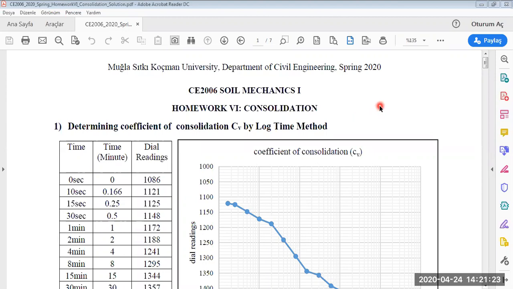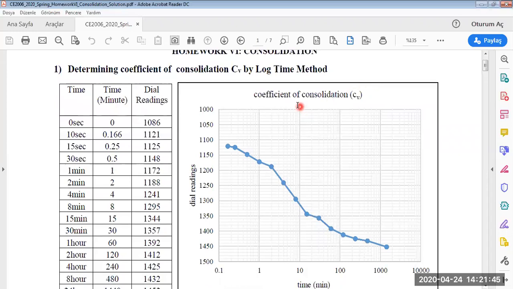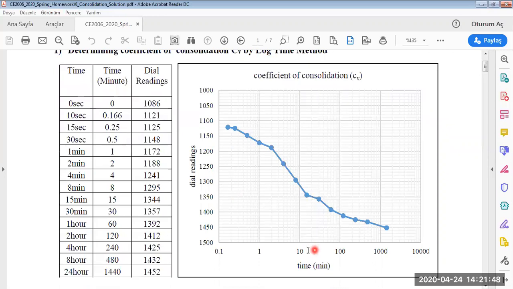Let's start with determination of coefficient of consolidation, CV, by the log time method. There are two different methods to evaluate the coefficient of consolidation. One of them is log time, the other one is the root time method. We will use time readings and dial gauge readings obtained from consolidation tests in the laboratory, and log time takes its name from the x-axis. This axis is log scale, and we construct this graph using these dial gauge readings.